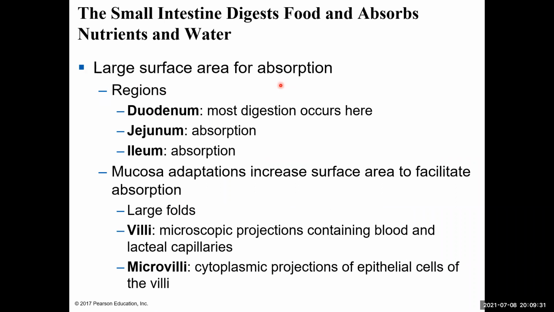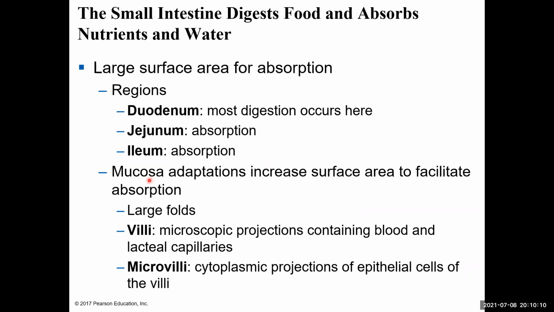Remember, surface area is important for diffusion. The higher your surface area to volume ratio is, the more efficient you're going to be at moving molecules across your surfaces. Okay? The small intestine, not only does it have a large surface area, but it also is divided into three different regions. The first region, right after the stomach, is the duodenum. Then you have the jejunum and the ileum. The duodenum is where most of the digestion occurs, and then absorption really occurs in the last 2/3 of the small intestine.